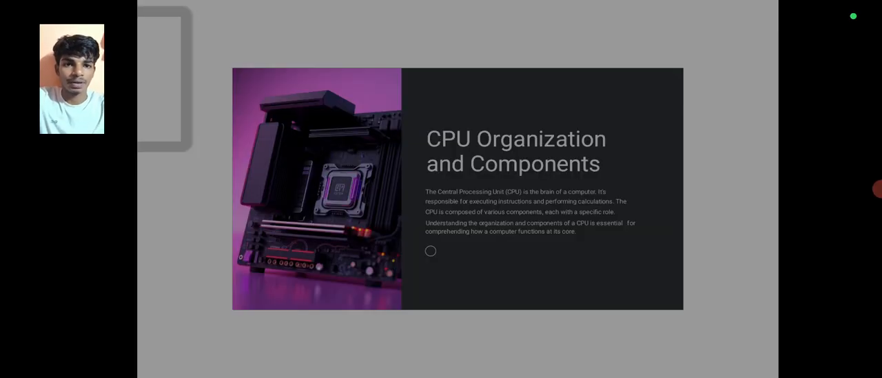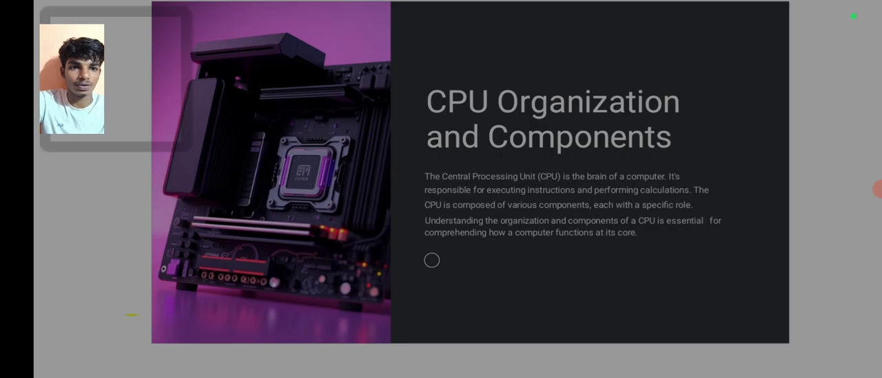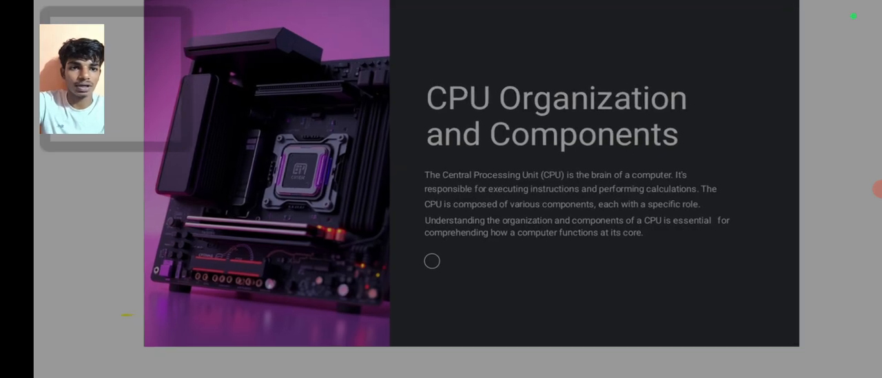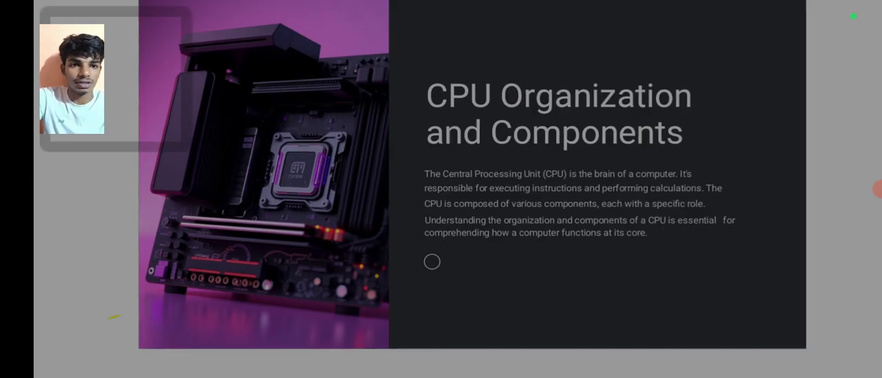Today we need to study about computer organization and architecture. Let me study about these slides. The first we have CPU organization and components. The central processing unit, also known as CPU, is the brain of the computer. It is responsible for executing instructions and performing calculations. The CPU is composed of various components, each with a specific role.